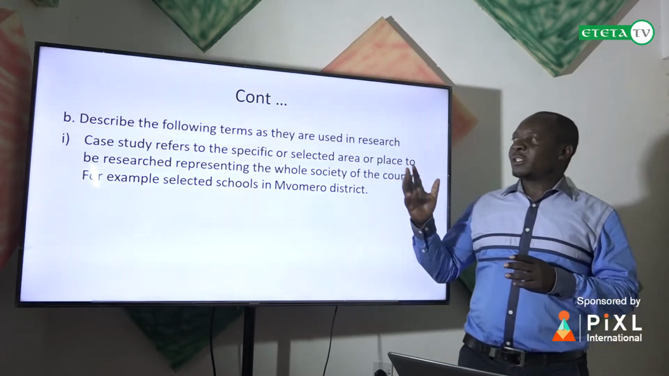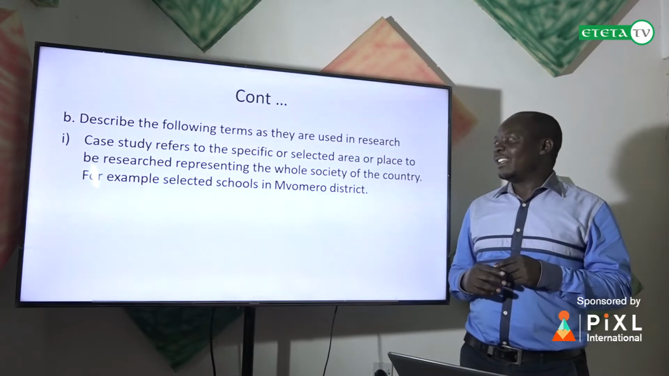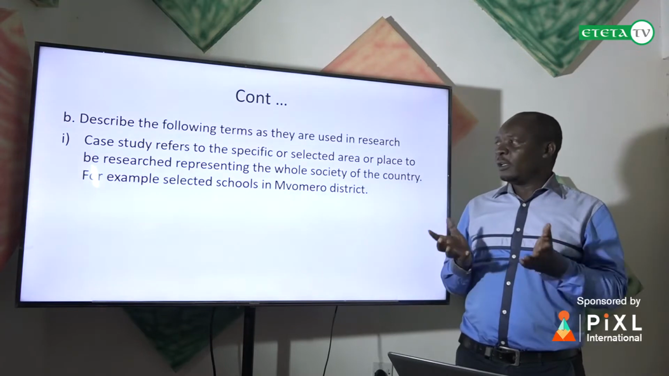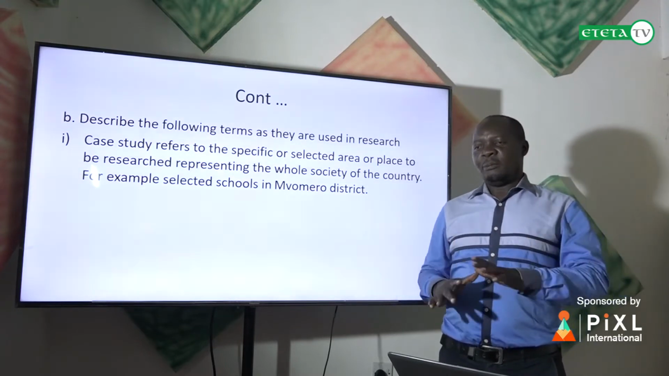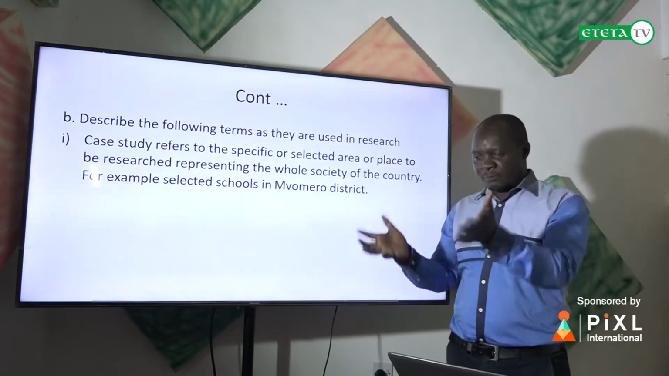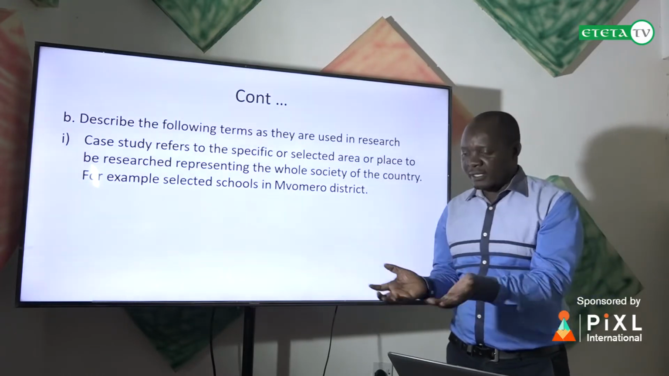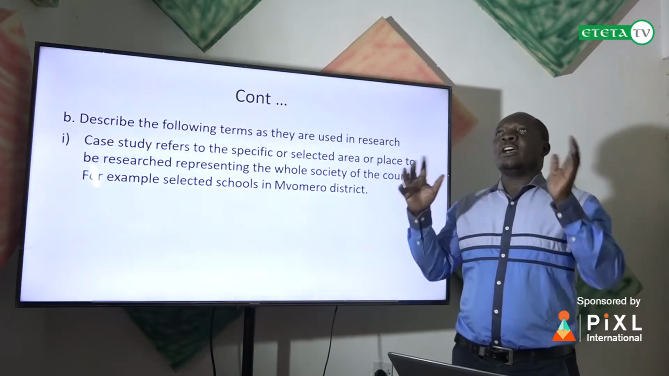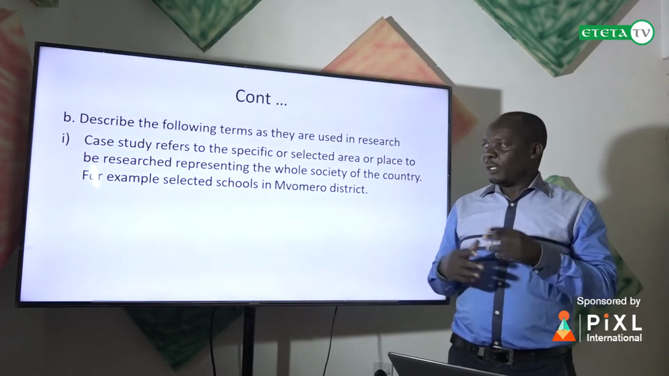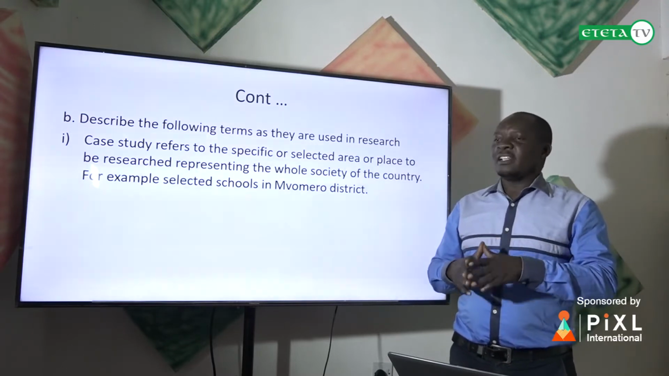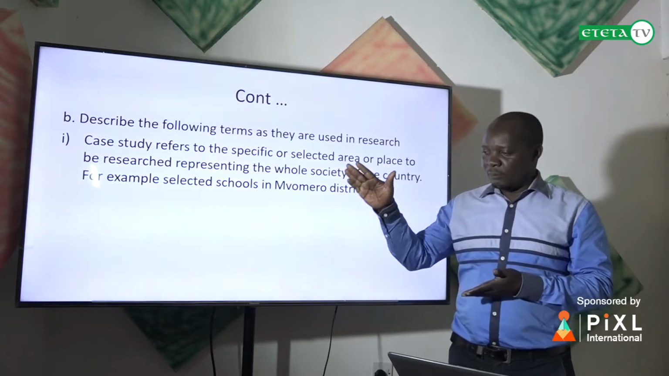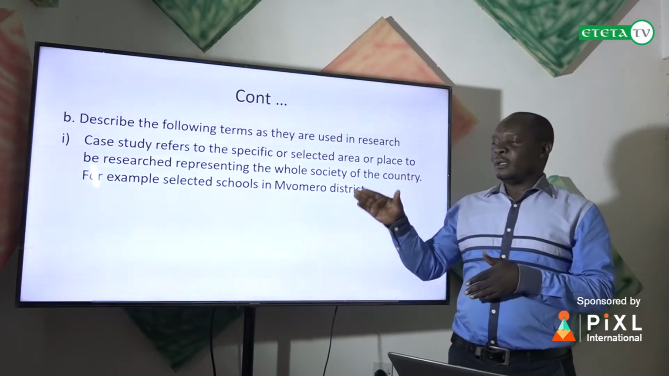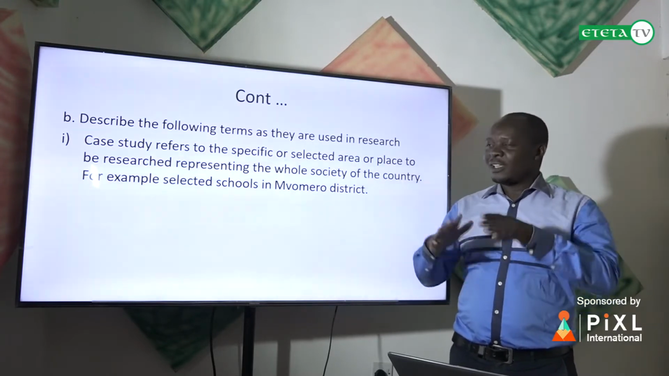Now, a case study basically refers to the specific or selected area or place to be researched, representing the whole society of the country. That means it is an area which is selected specifically for the purpose of generating information, and that area will represent all the other areas in the country. For example, when you conduct a study in selected secondary schools in Mvomero district, or in selected secondary schools in Morogoro municipality, that is what you call a case study.